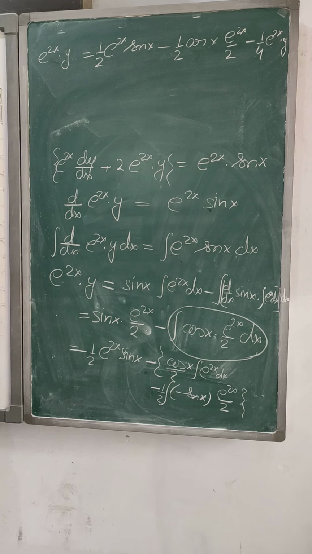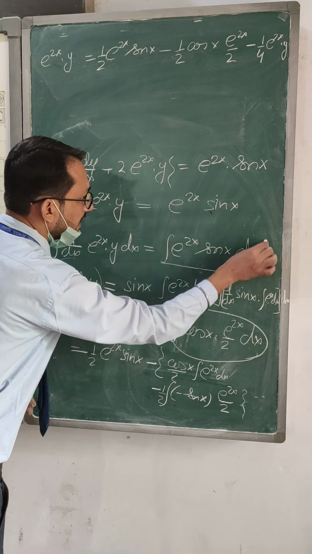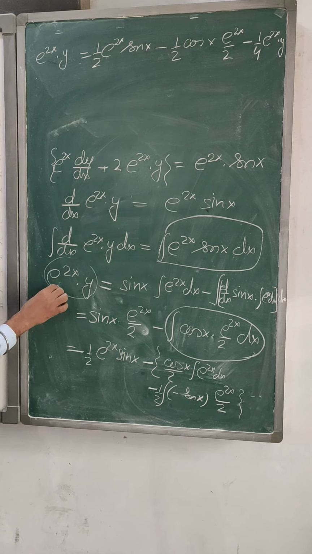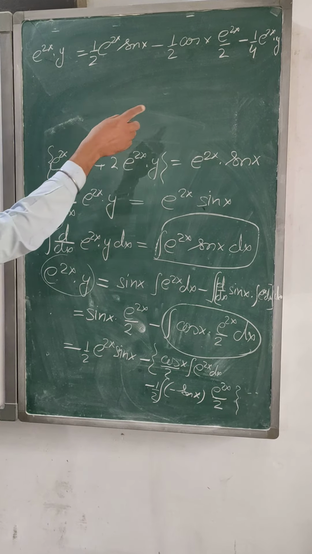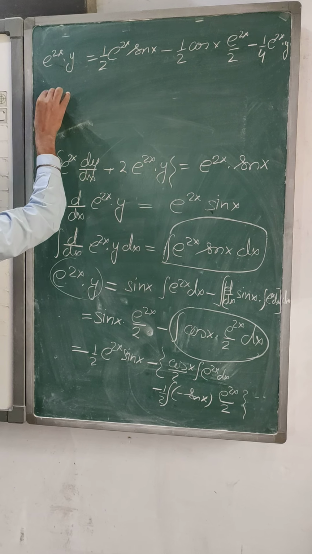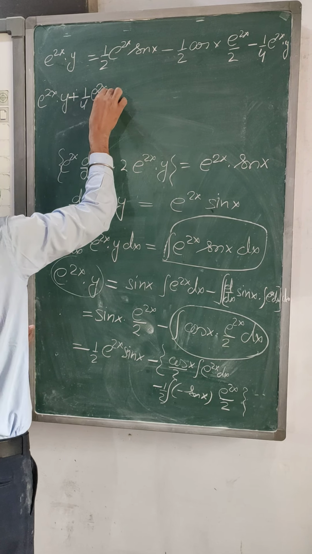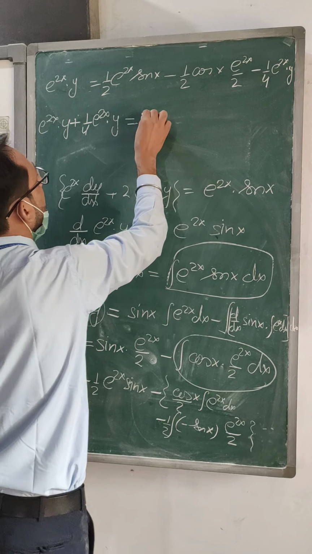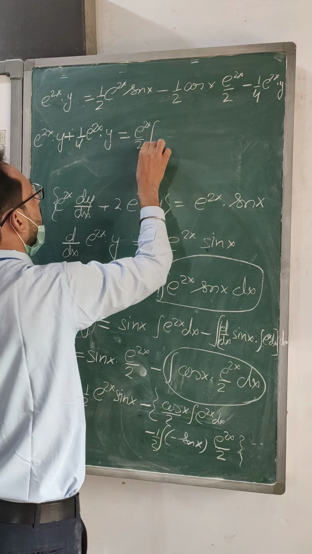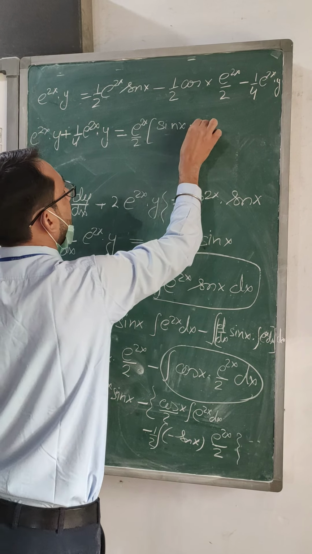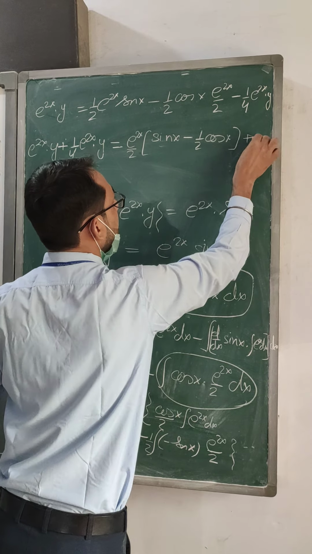Now we have come to the conclusion that it is the same as this. We are able to see the same thing: whatever was integrated, that only was this. So I have put its value as 1 by 4 e to the power 2x into y. This is coming on this side, so it will become e to the power 2x into y plus 1 by 4 e to the power 2x into y equals, see, e to the power 2x is common and by 2 is again common, so it will become sin x minus half of cos x. Now the whole integration is over, so plus c we need to write.